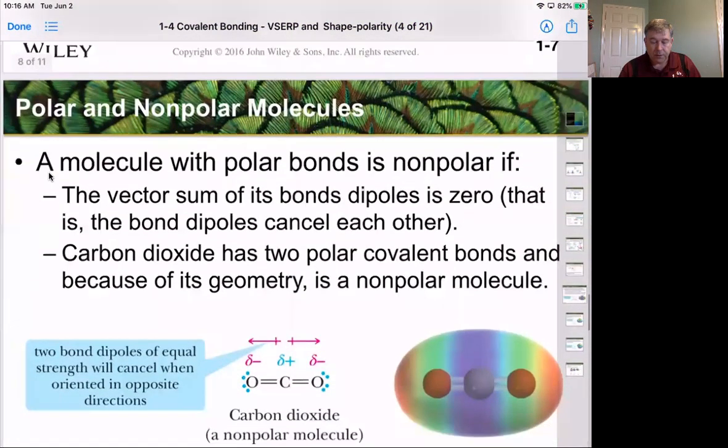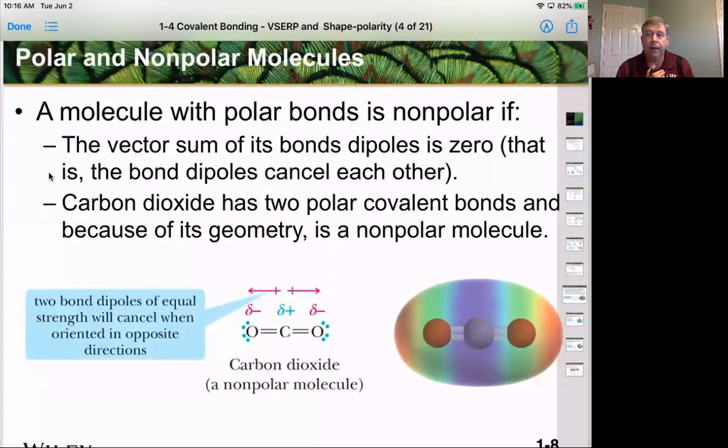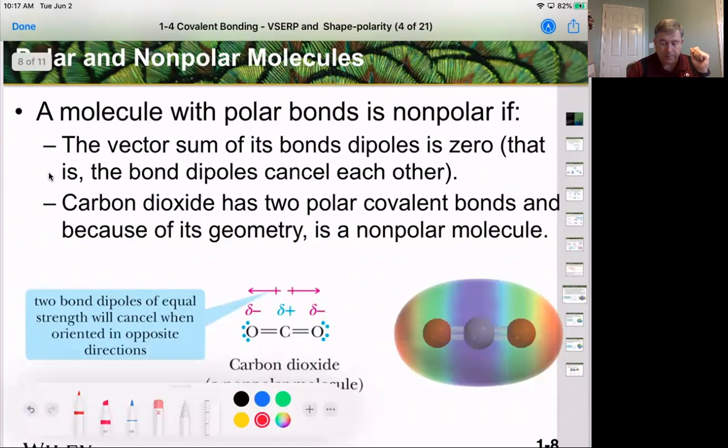Okay, so now let's talk a little bit more about polar and nonpolar molecules, okay? So we talked about polar and nonpolar bonds, and that has everything to do with the electronegativity difference between the 2 different atoms being bonded. But if we add all the different bonds together, we see whether the molecule is polar or nonpolar, okay? So let's look at this compound right here, and it is carbon dioxide.